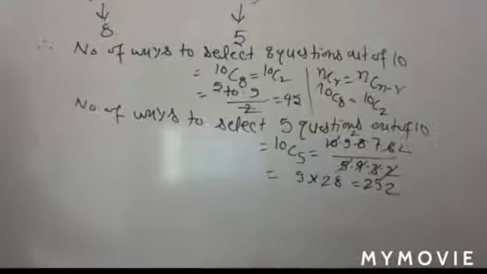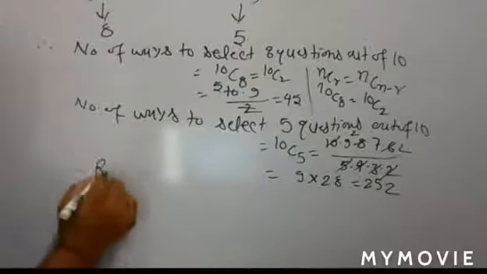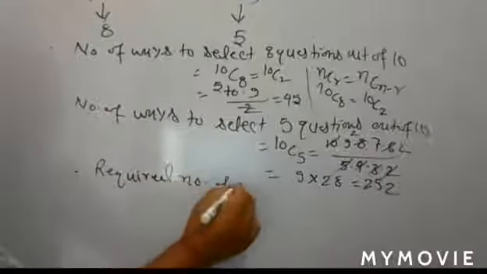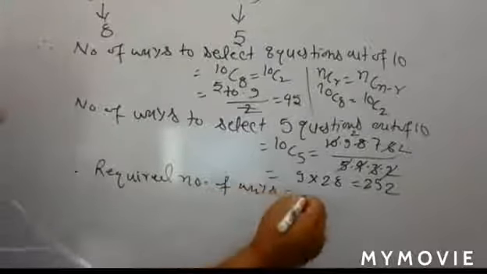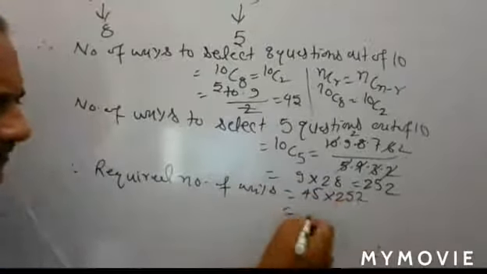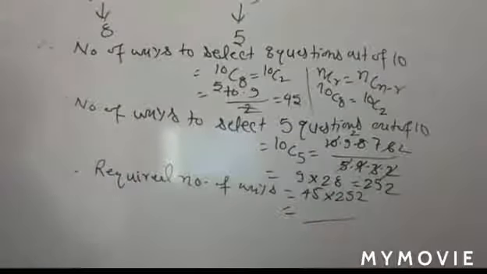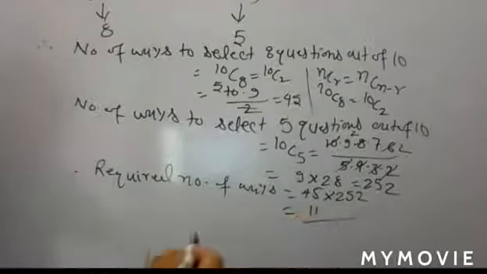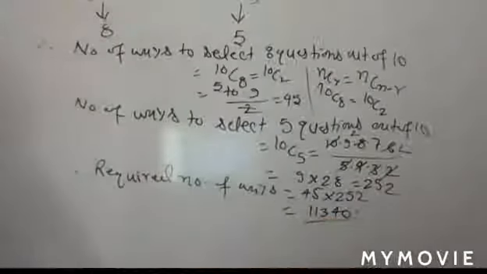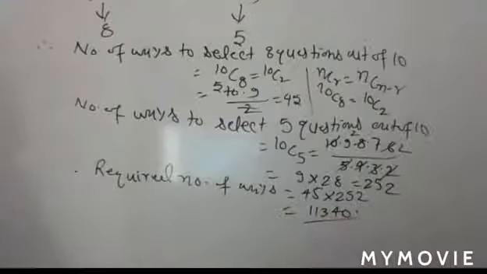Now you write: hence the required number of ways is equal to 45 into 252. Multiplying it, your result is 11,340. So your answer is 11,340. Note it.